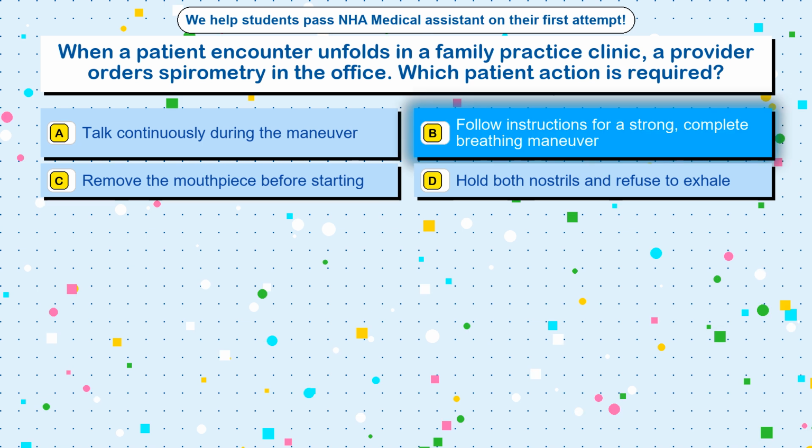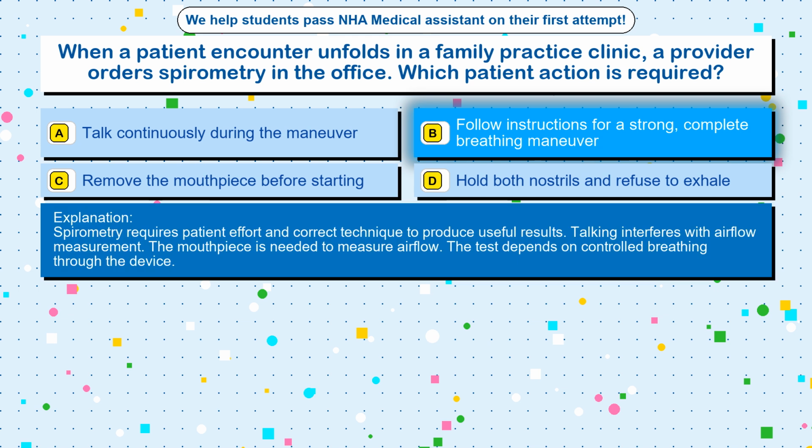The correct answer is option B. Follow instructions for a strong, complete breathing maneuver. Spirometry requires patient effort and correct technique to produce useful results. Talking interferes with airflow measurement. The mouthpiece is needed to measure airflow. The test depends on controlled breathing through the device.